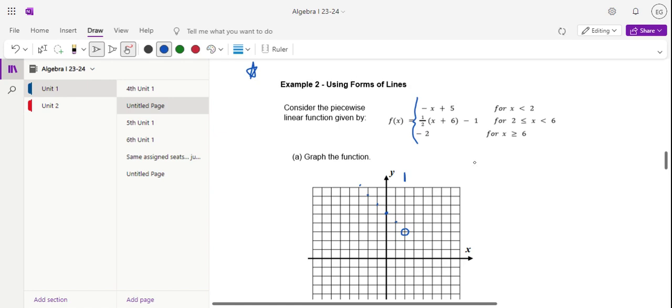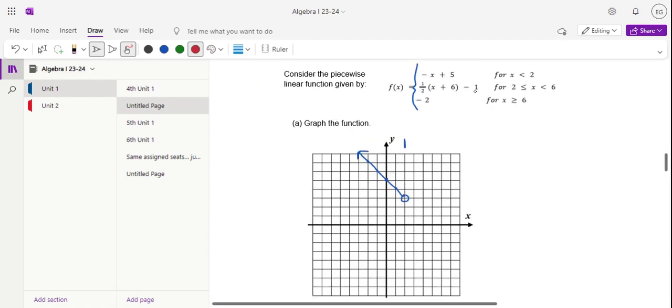And it's everything x is less than 2, so from that open circle, I'm going to connect to everything else, and I am going to put an arrow on the end just so we know it keeps going in there. Then between 2 and 6, and inclusive of 2, we should follow the next one.